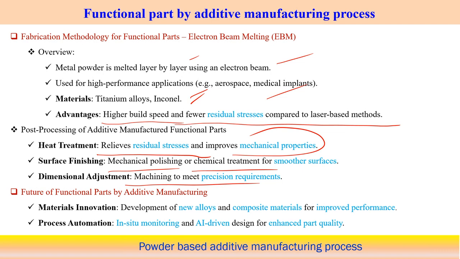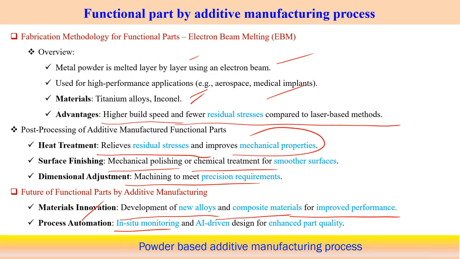Now, the future of functional parts by additive manufacturing: there is materials innovation, the development of new alloy and composite materials for improved performance. There is a lot of scope to improve different kinds of alloy systems by mixing multiple materials also. And of course, several variants of composite materials are easier to manufacture using additive manufacturing technology. So that's why there is scope for the development of new alloy systems.